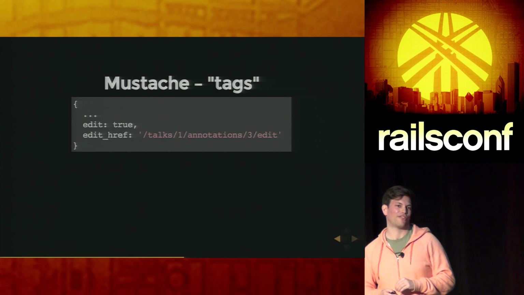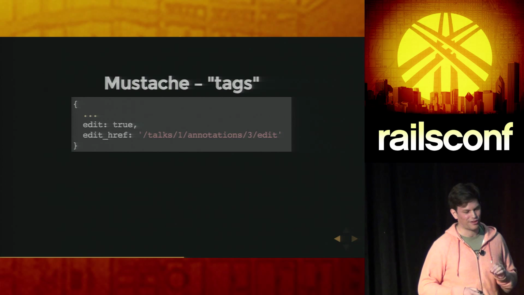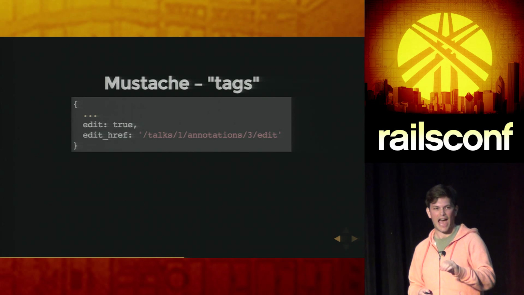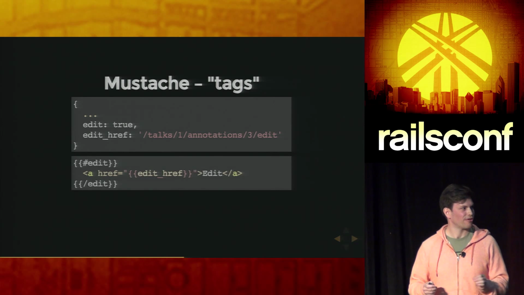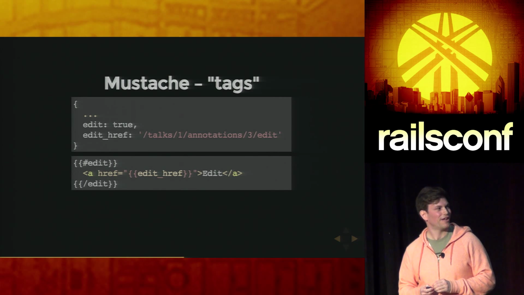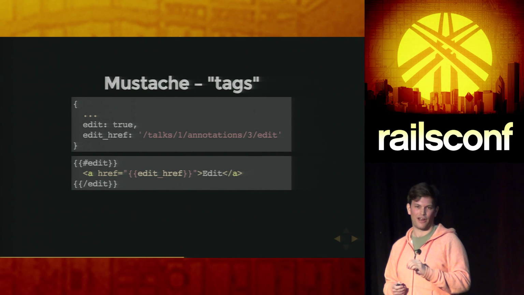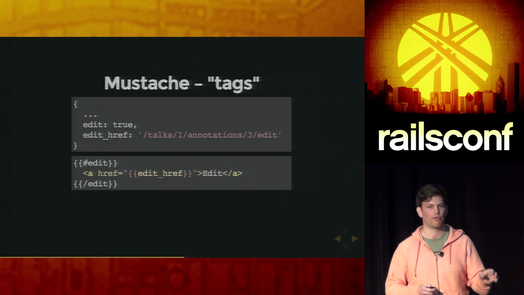So here is the meat of Mustache. This is probably the trickiest part of Mustache. There's another type of tag, which is this double brace hash block, right? So here is the block that I'm talking about. You can see this double brace, and then there's hash edit. This hash is where the logic by another name comes into play in Mustache.